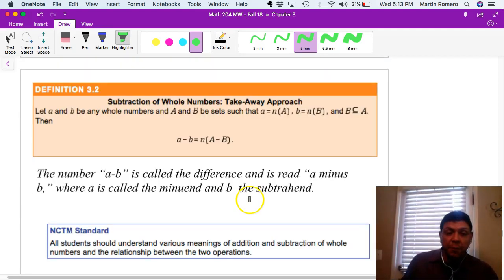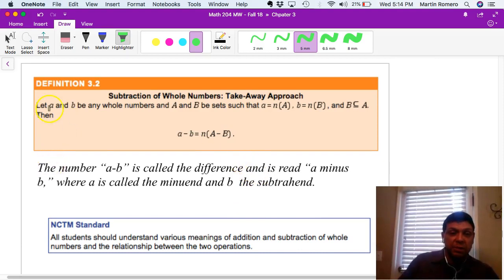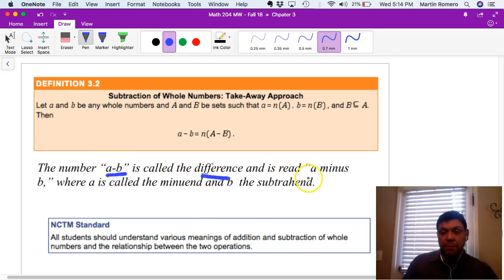Now, thinking about the formal definition, again, like addition, we have this idea that A minus B is called the difference and is read A minus B, right? So the answer to a subtraction problem is what we call the difference. A is called the minuend and B is the subtrahend. And that's what you're taking away from the number.